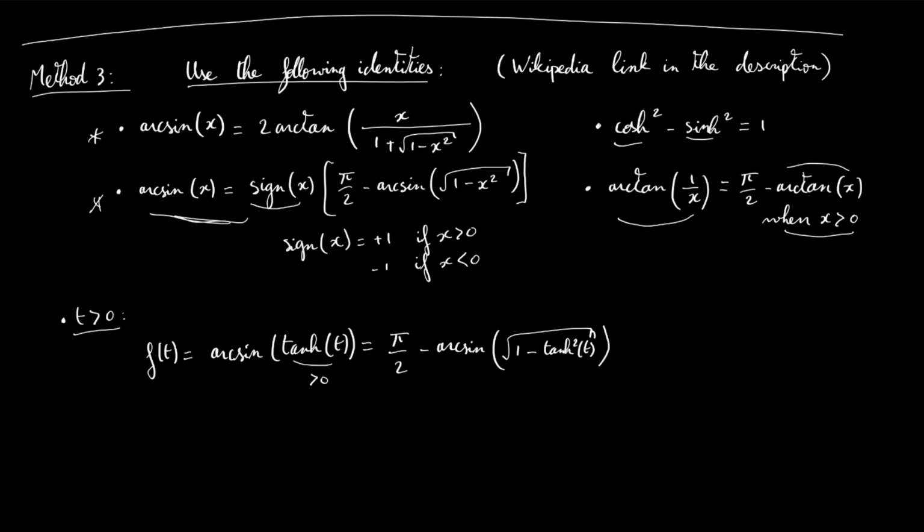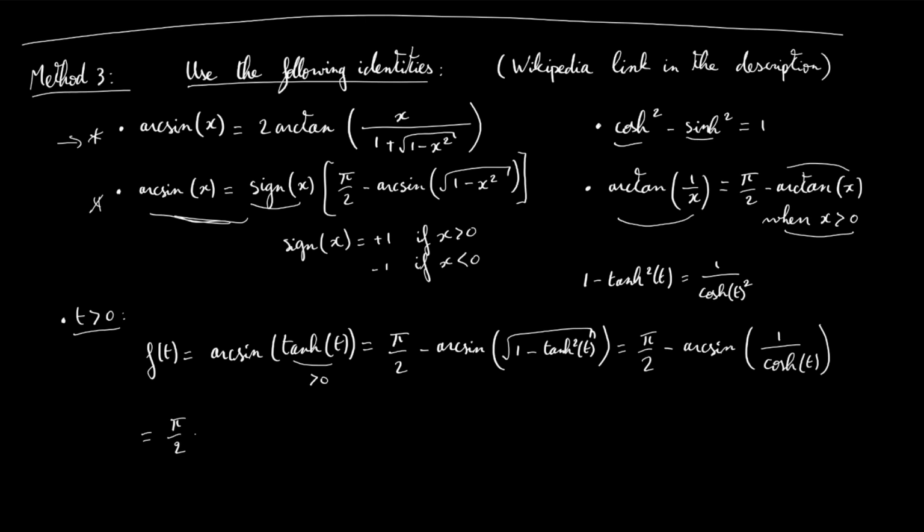We have seen previously that 1 minus the square of the hyperbolic tangent of t is equal to 1 over the hyperbolic cosine of t squared. So we can write that this is equal to pi over 2 minus arcsine of 1 over the hyperbolic cosine of t. And now we can use the first identity, which expresses the arcsine as a function of the arctan, and we have pi over 2 minus 2 times the arctan of 1 divided by the hyperbolic cosine, over 1 plus the square root of 1 minus 1 over the hyperbolic cosine square of t.